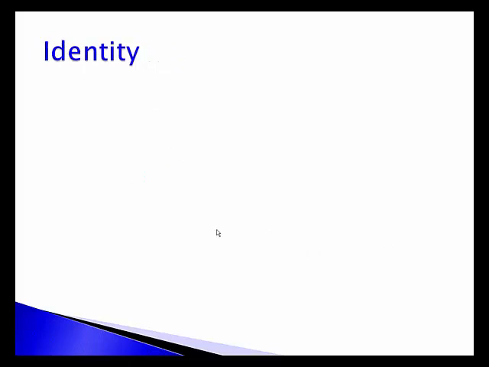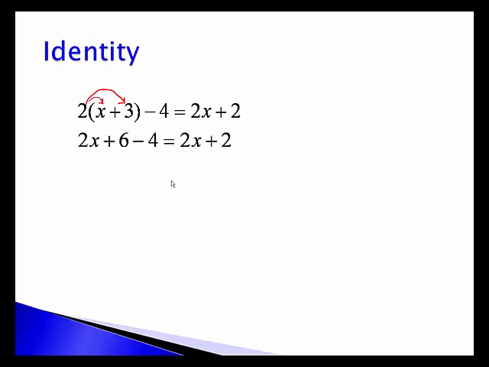Let's look now at an identity and see if we can tell the difference between it and a contradiction or a conditional equation. They look the same when you start. Let's remember our steps for doing this. We'll still distribute here, and our next line would look like this: 2x plus 6 minus 4 is equal to 2x plus 2. I see some like terms on this side. I can combine those, and I get 2x plus 2 is equal to 2x plus 2.